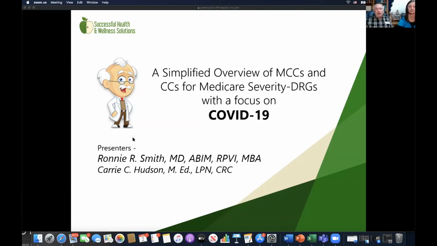So this is a simplified overview of major complication comorbid factors and complication comorbid factors for Medicare severity DRGs, with a focus on COVID-19.